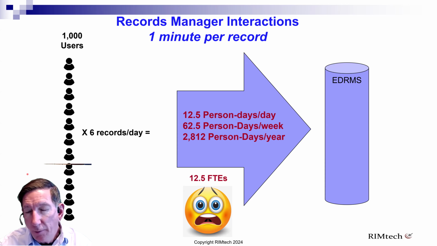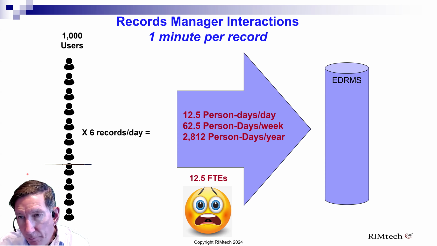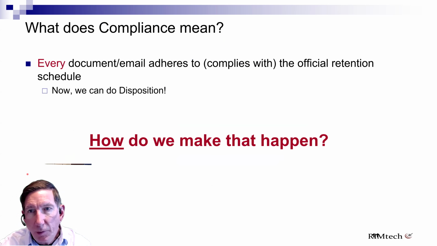There's no way that a records manager can interfere, intervene, in any way work with a volume of records of 6,000 per day. It's just not going to happen. Okay? So somehow we've got to get all of these documents, 6,000 a day, to have the correct appropriate retention schedule.